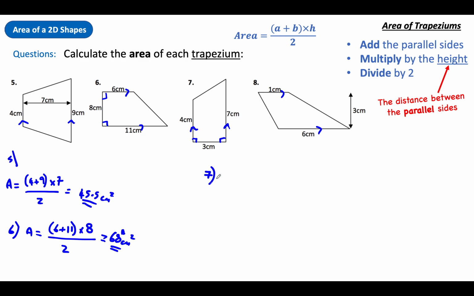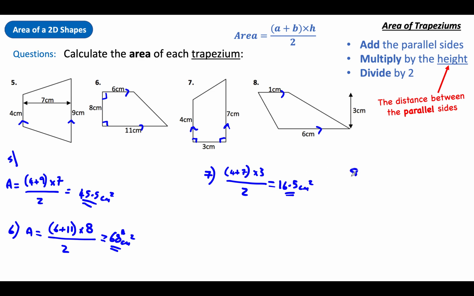Number 7, this one. The parallel sides are 4 and 7, so you add the 4 and 7, times it by the distance between them, which is the 3, and then halve it. So that, I'm just putting that into my calculator. It is 16 and a half.